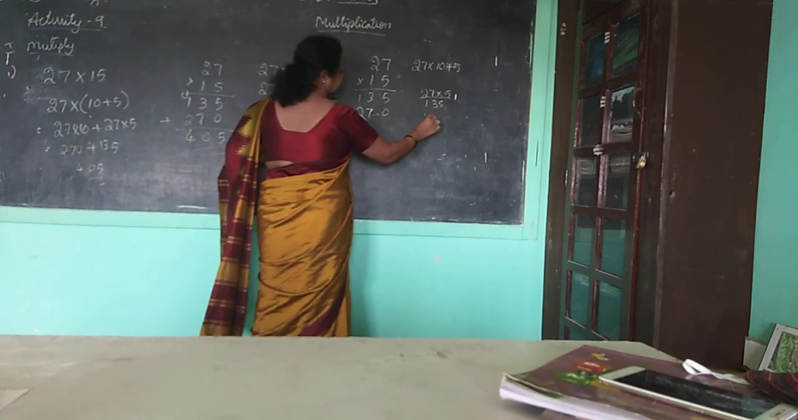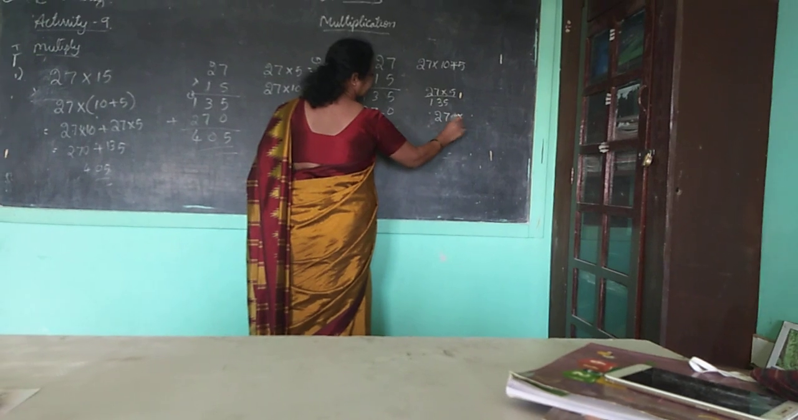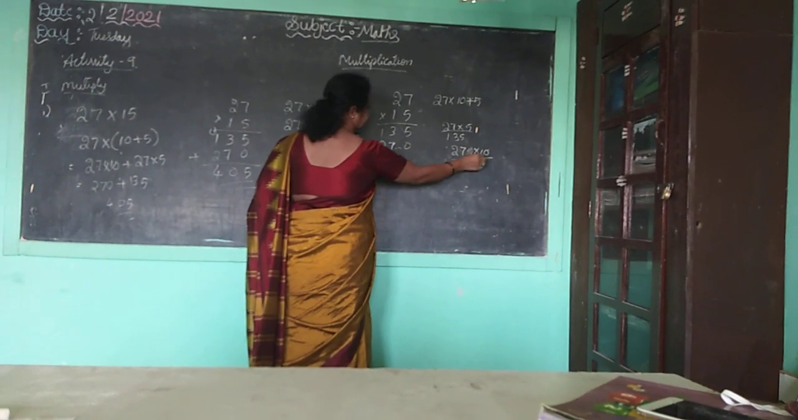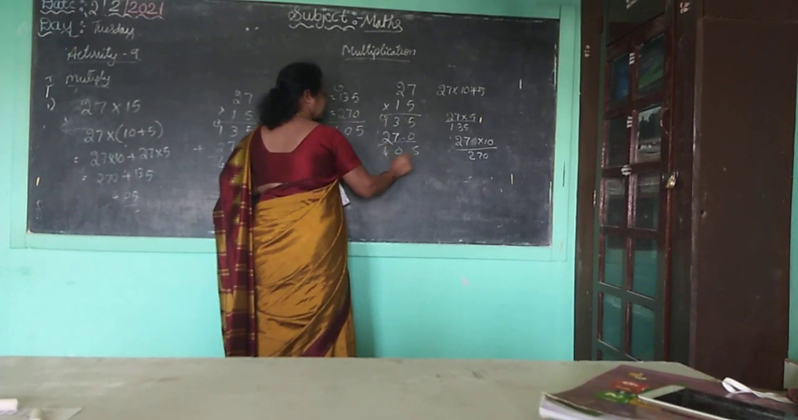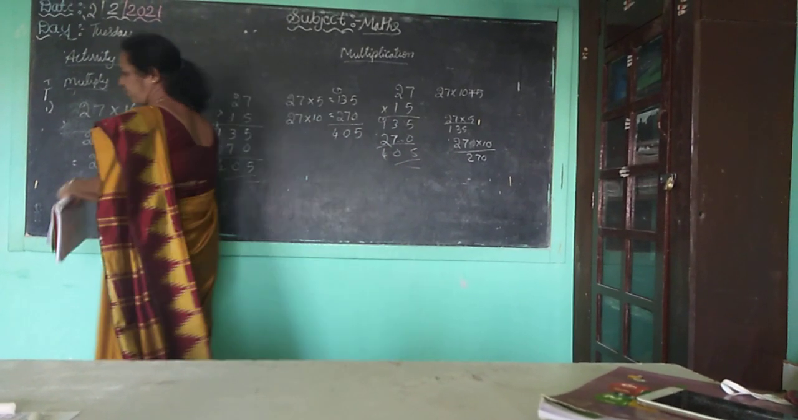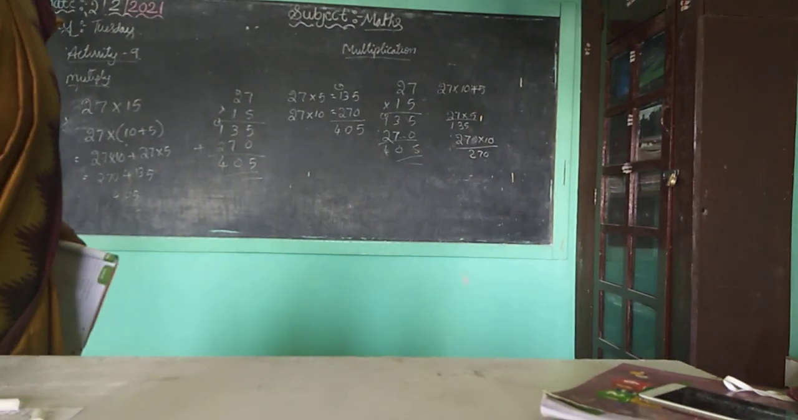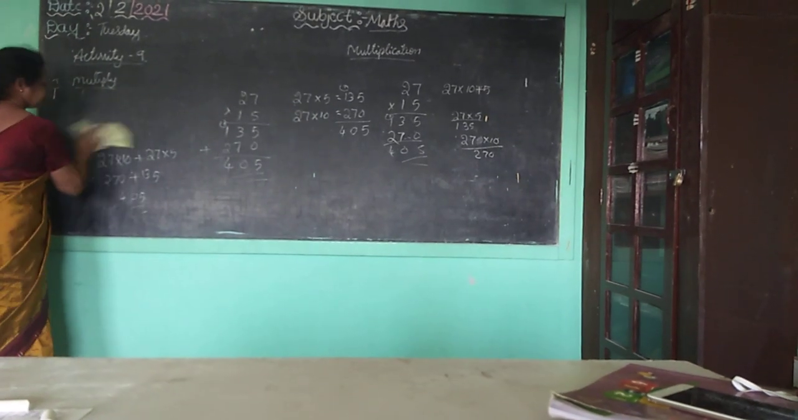Okay, already we have done that. 27 into 10 is 270. 27 ones are 27, then 0. Now add. So 405, children. In whichever method you can do it, or if you know the table, you can directly do the multiplication.